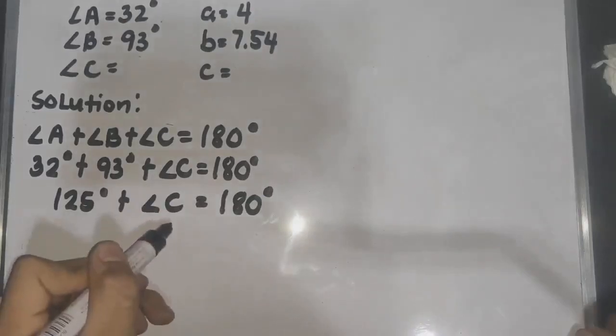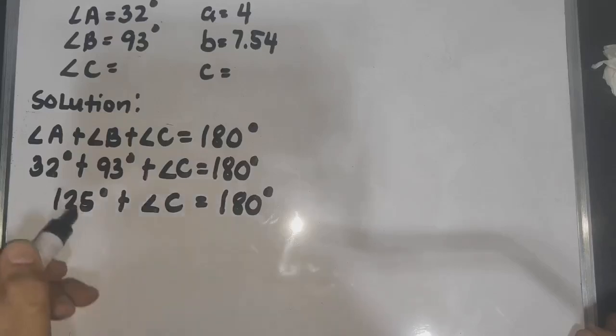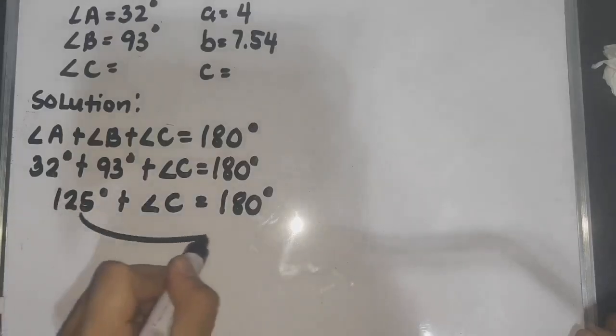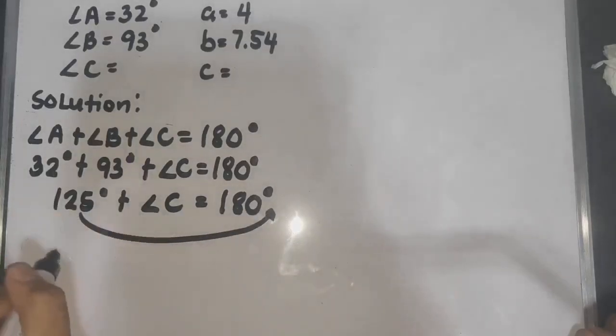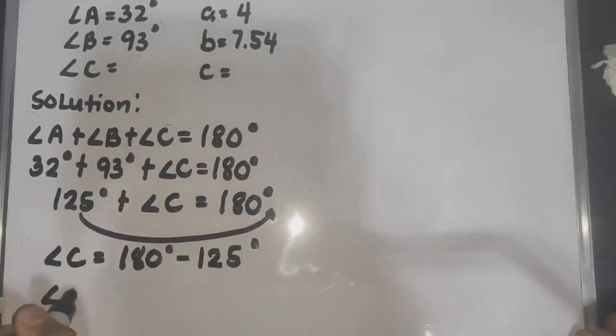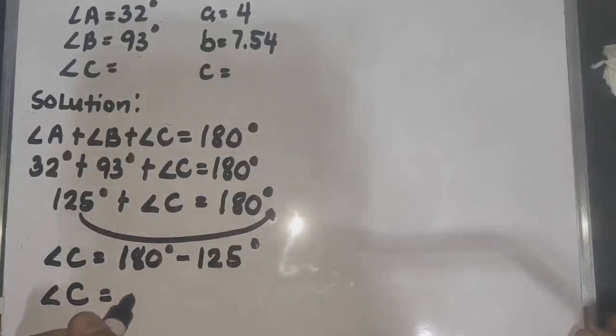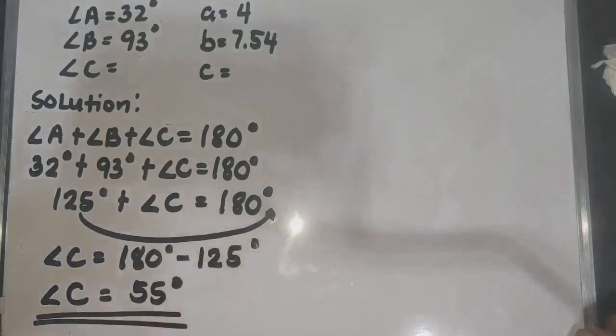So dahil angle C lang yung hinahanap natin, meron siyang katabing 125 degrees, ililipat natin yung 125 sa tabi ng 180. So matitira na lang sa left side, angle C, 180 degrees minus 125 degrees. So subtract lang natin. So the value of angle C will be 180 minus 125 is 55 degrees. So the value of angle C is 55 degrees.